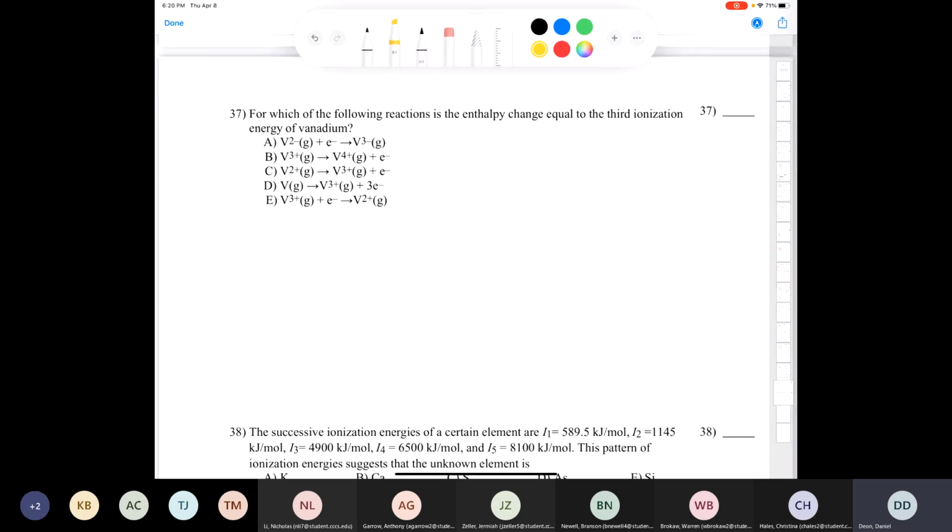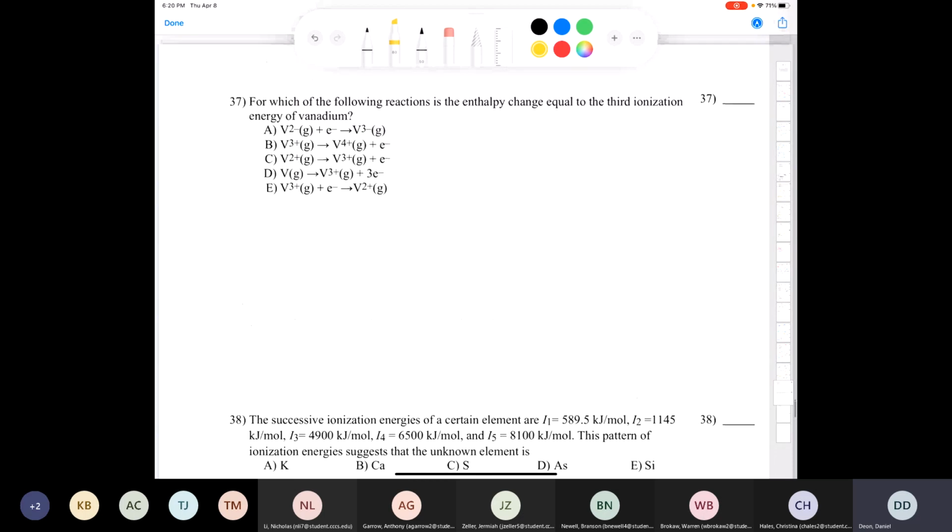Question number 37. For which of the following reactions is the enthalpy change equal to the third ionization energy of vanadium? Well, if we're dealing with the third ionization energy of vanadium, we are going to have removed 3 electrons from vanadium. Let me walk you through this. We have vanadium in the gaseous phase.